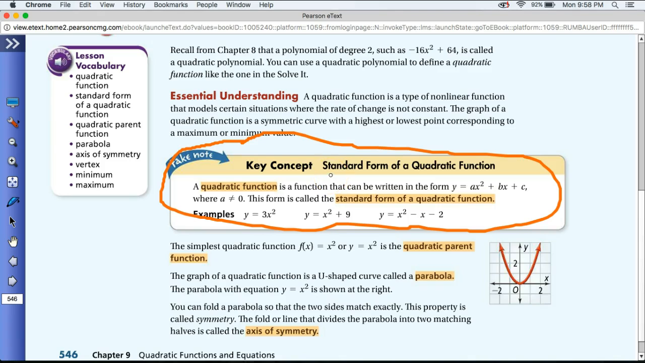With linear equations, we had slope-intercept form, point-slope form, and standard form. When you get to quadratics, it's slightly different. There is similar terminology, but the way that the forms look is going to be a little bit different.